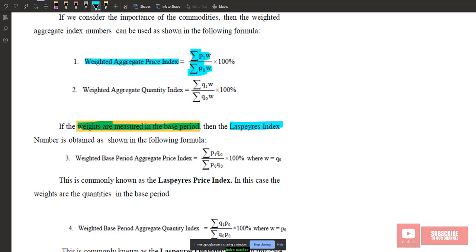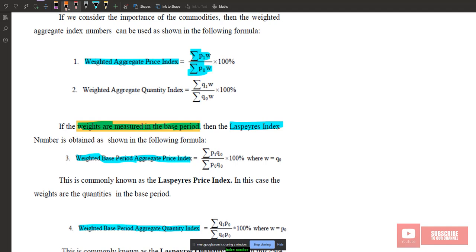So if you want to find a weighted aggregate price index and the weights are measured in the base period, it is called the Laspeyres index number. Or we can say the weighted base period aggregate price index, or the weighted base period aggregate quantity index. These two formulas are called the Laspeyres index number.